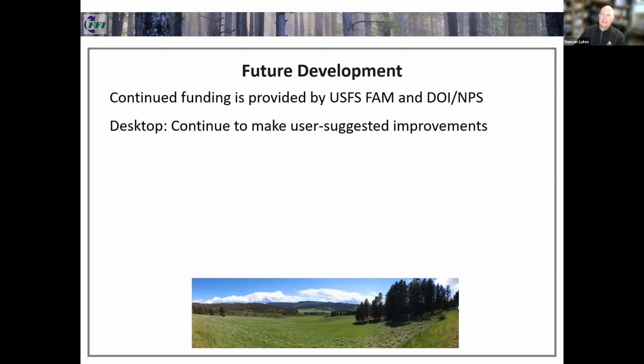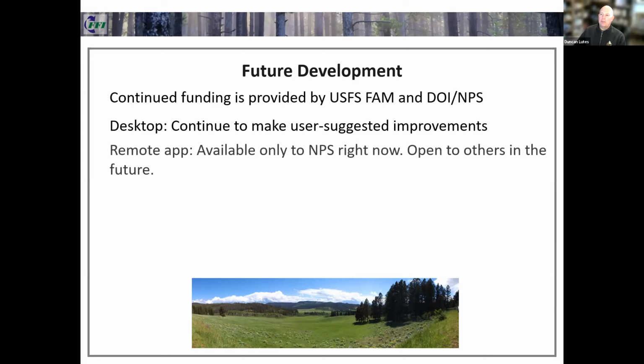So in the desktop, we're going to continue to make those user suggested improvements, but we're working on some other things. And so we're kind of easing back a little bit on the desktop work and working more on these other things. And first is the USGS at the Aeros Data Center in Sioux Falls, South Dakota, has a remote app, which is really just a virtual machine, and FFI is installed there. And right now it's only available to the Park Service. But what's nice is that the Park Service people now, they don't have to install FFI on their desktop. They can just go in and enter data right on the web through the remote application itself. And it's also available to multiple people at one time.